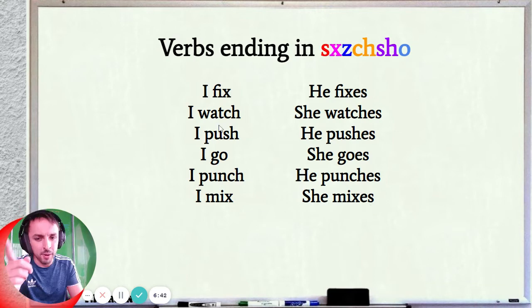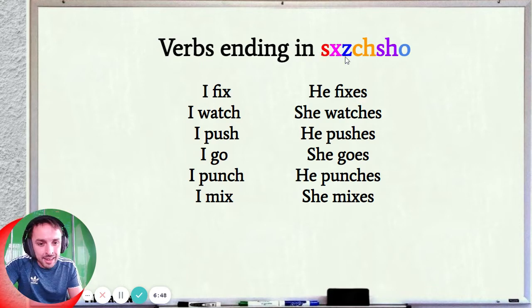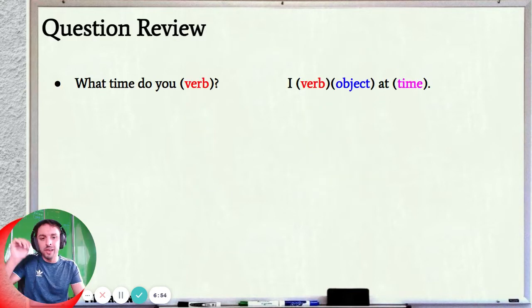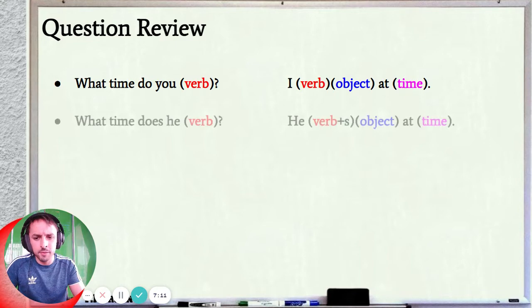Okay, so remember, if it's he or she, you have to add an S. But if it ends in any of these letters, then you add ES. Quick question review. What time do you go to school? I, verb, object, at. I go to school at 9 o'clock. I go to school at what time?